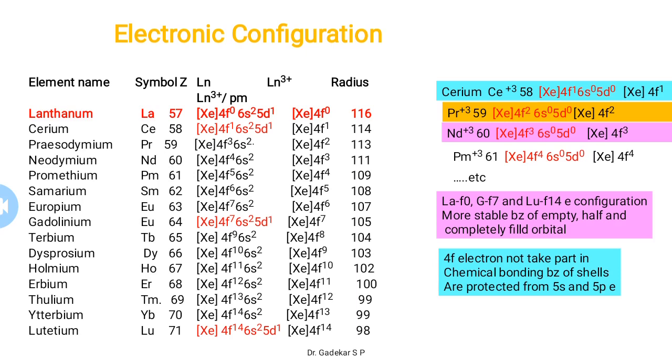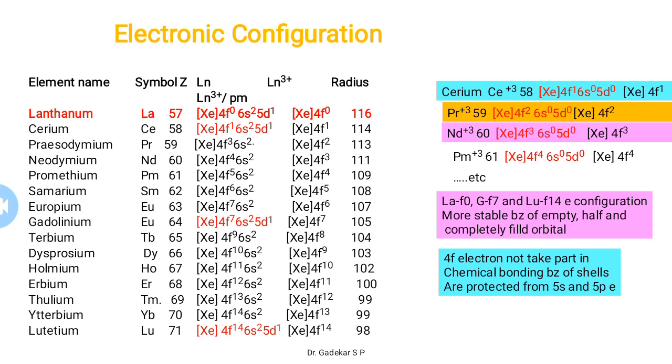Next is neodymium. Its electronic configuration is 4f4 6s2. Neodymium also shows the plus 3 oxidation state because it loses 3 electrons. Okay, so this is the electronic configuration and oxidation state of the lanthanide series.